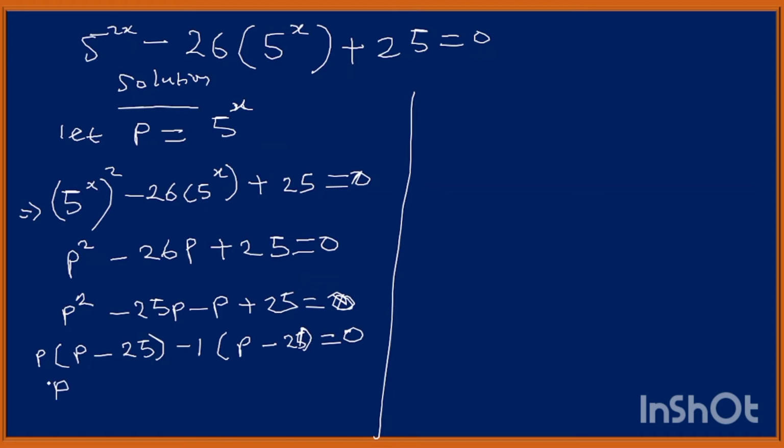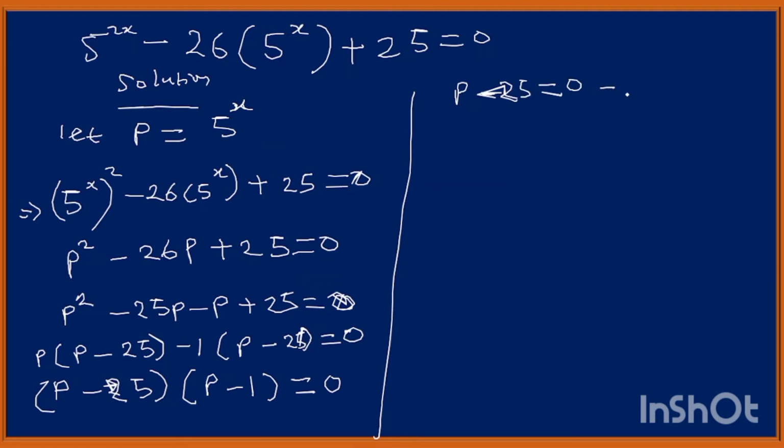So we have (p − 25)(p − 1) = 0. So the first one is p − 25 = 0, and that gives p = 25, or p − 1 = 0, so that gives p = 1.